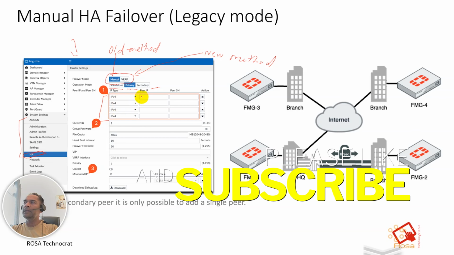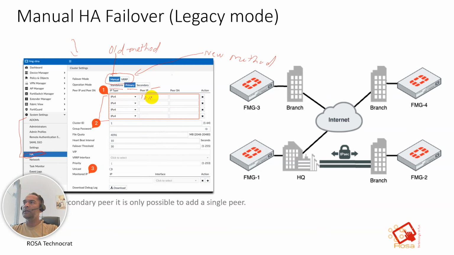You can define the peer IP, for example 10.10.10.1, 10.10.10.2, and so on. It's not mandatory to configure all of them. You can just delete the entries if you don't have 4. Most organizations have only 2 or 1. So you remove this. One means one box is itself. This is the first and this is the second.